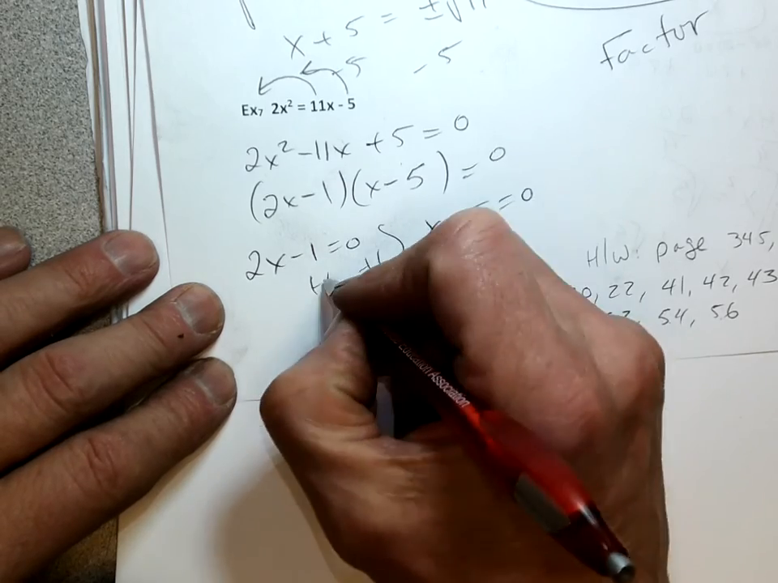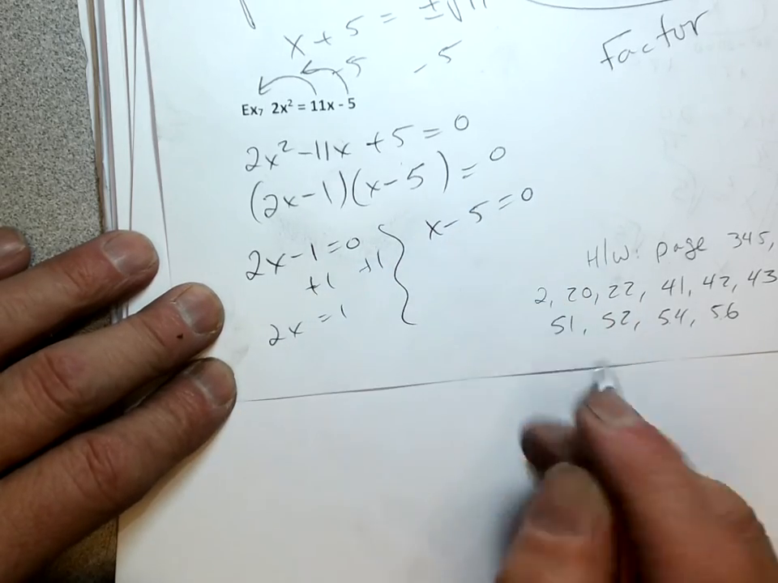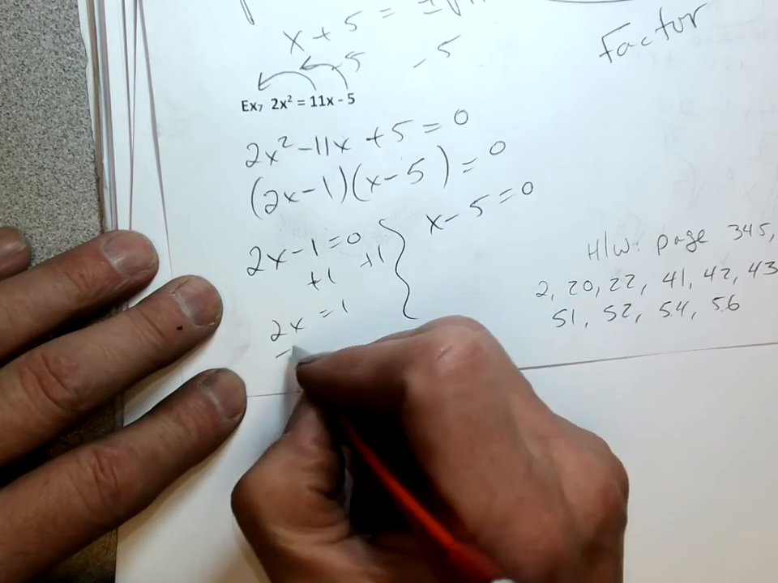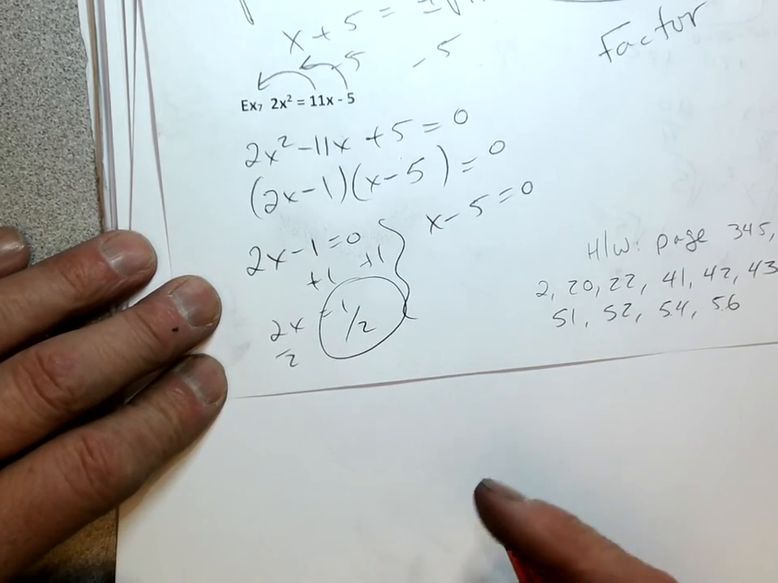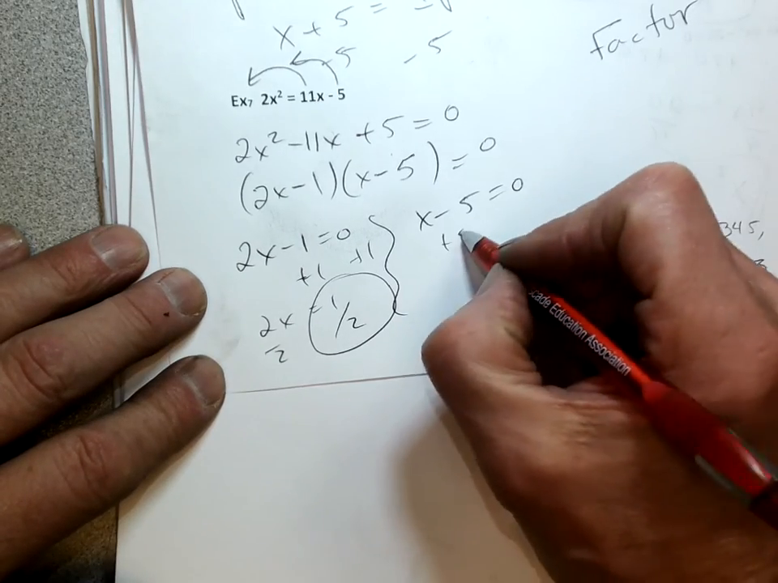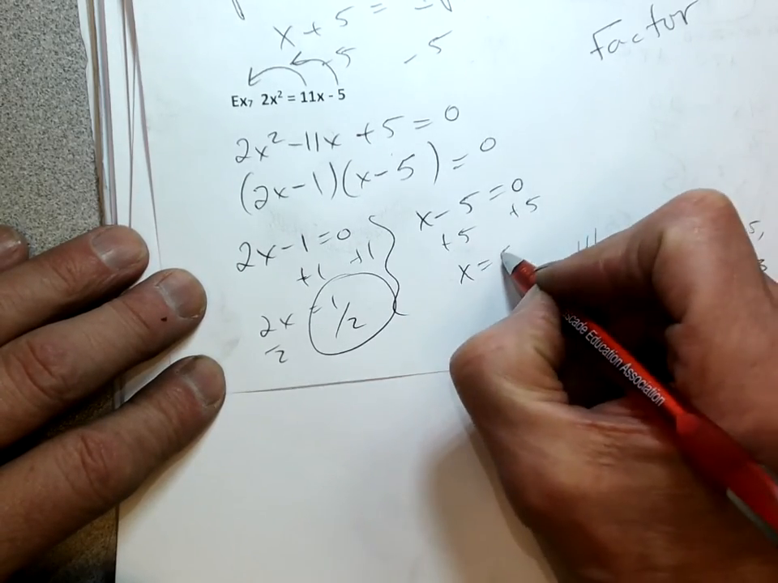Plus 1, 2x equals 1. Divide by 2, 1/2, or 0.5, right? Plus 5, x equals 5.